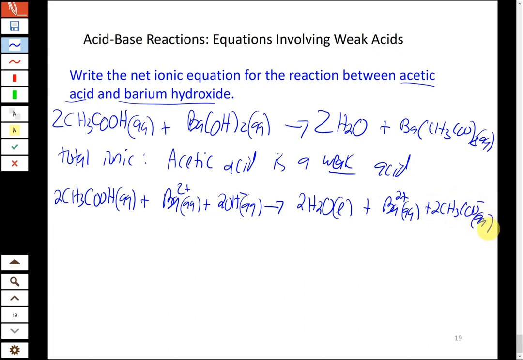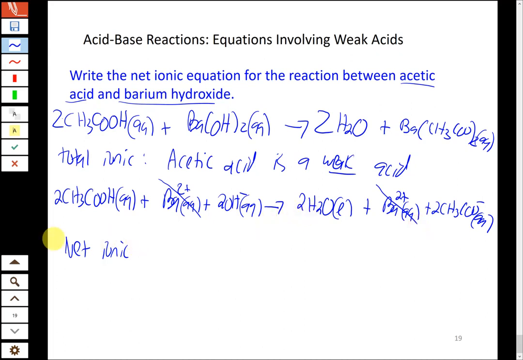All right, so that's how we write out the total ionic equation. We don't separate the weak acid because a weak acid mostly stays together when it's dissolved in water. But we do separate the ionic compounds, which will be barium hydroxide on the reactant side and barium acetate on the product side. So then when we want to formulate the net ionic equation, which is what this asks us to do, the only spectator ion we have is barium 2 plus. Because barium is written as 2 plus cation aqueous over here. It's written the same on the product side. So the barium sort of cancels out, but everything else needs to be written in the net ionic equation.